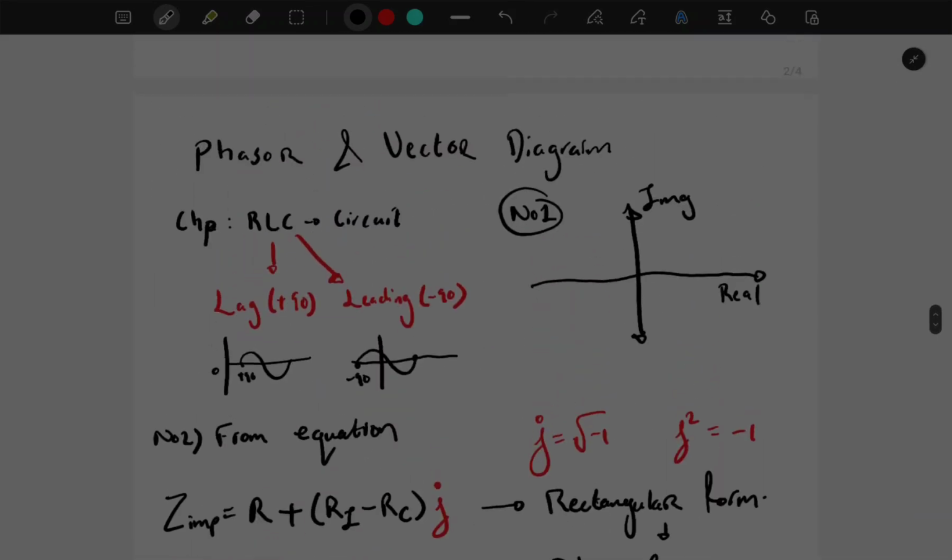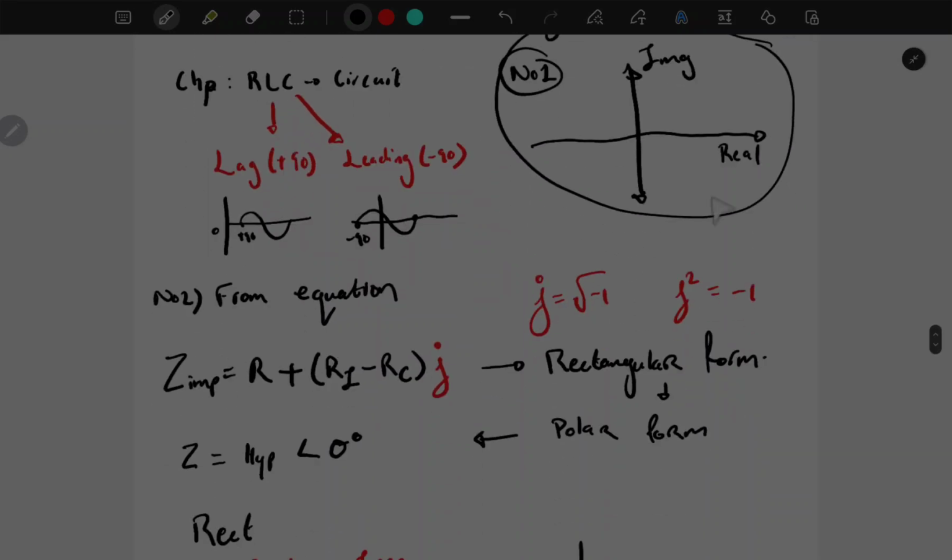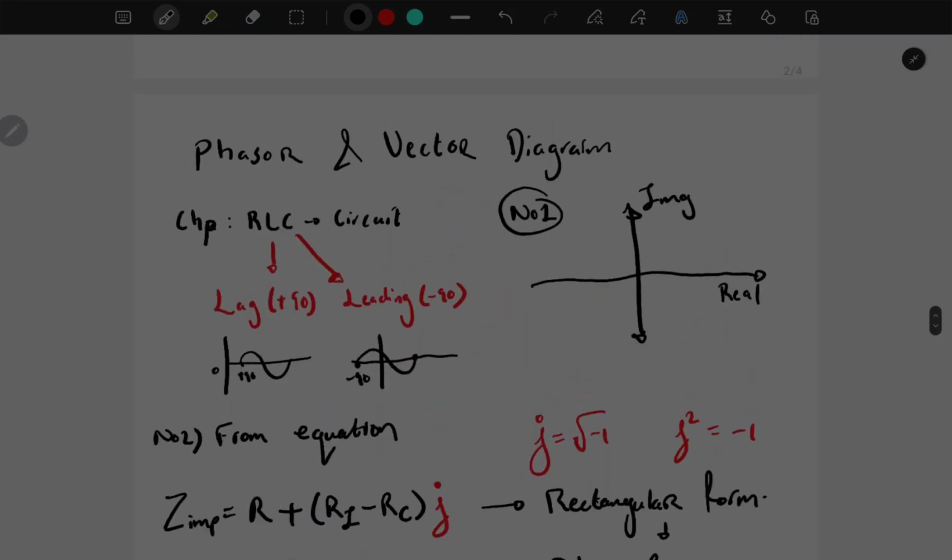Now remember I said that there are two methods, right? There's this one and there is the equation method. So let's look at the first method, the diagram method. So the diagram method says that these are your imaginary and this here is your real, right?